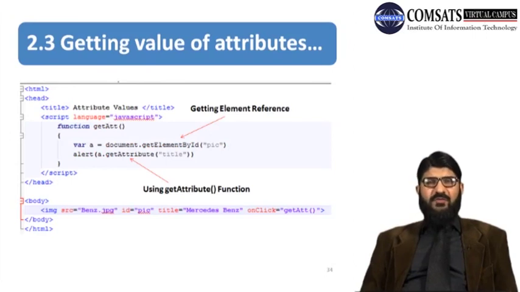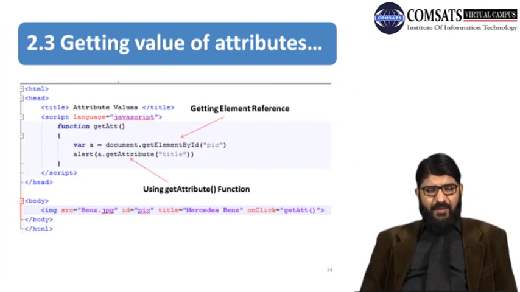What will be the code to get the value of attributes? Now you can see that using internal JavaScript the code is written. The head tag is started, the title tag is given, the script tag is started, language is mentioned as JavaScript, the function keyword is written, and the getAttribute function name is mentioned. Now a variable named a is given, and then document.getElementById is mentioned, and a picture as an element is given.